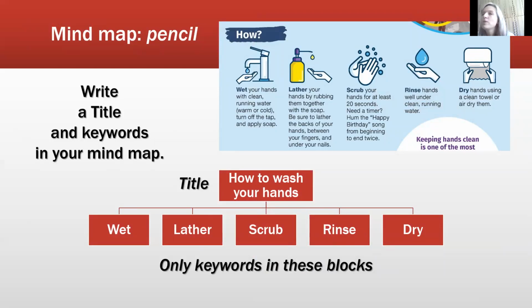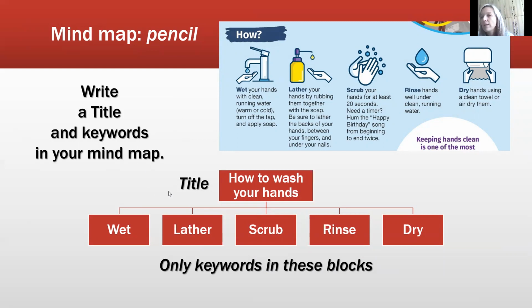With a mind map, we do not write full sentences in these blocks. We just write down key words that you're going to do your sentences with. Okay, except for the title block. You write your full title for your summary in the title block.